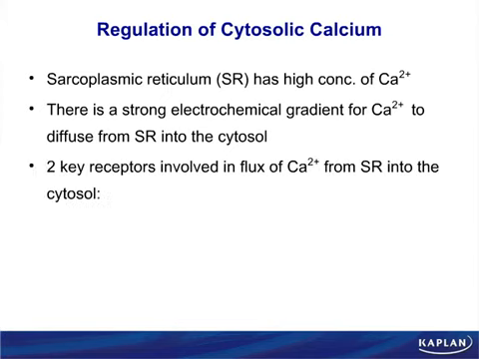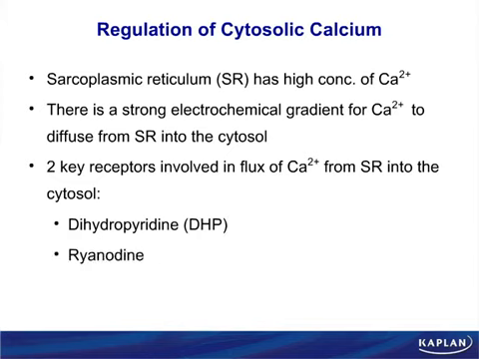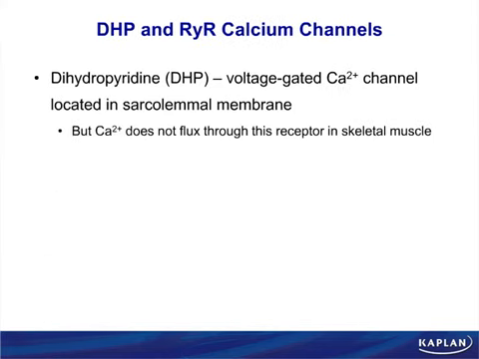We're going to have 2 key receptors involved here. The first is called dihydropyridine, which we'll abbreviate as DHP. And the second is the ryanodine receptor. These are going to be our 2 key receptors. We'll start first with dihydropyridine. Technically, dihydropyridine is an L-type calcium channel. It's a voltage-gated calcium channel that's located on the sarcolemmal membrane.